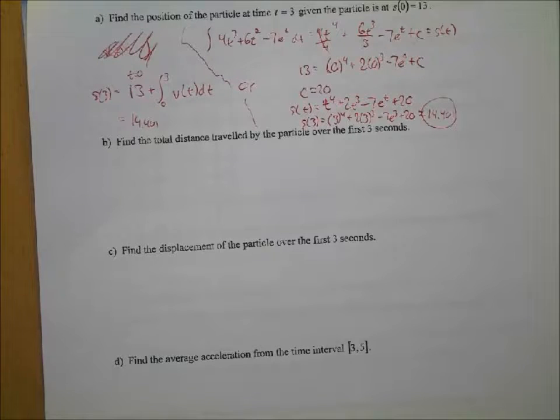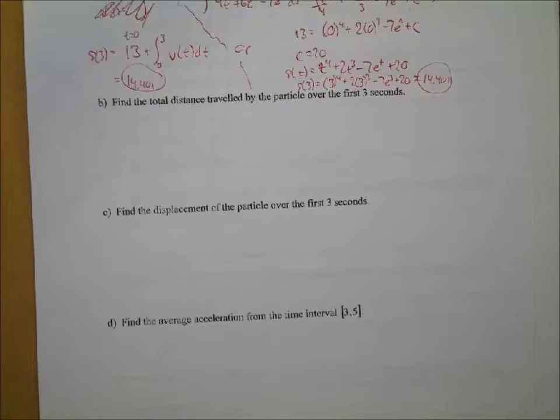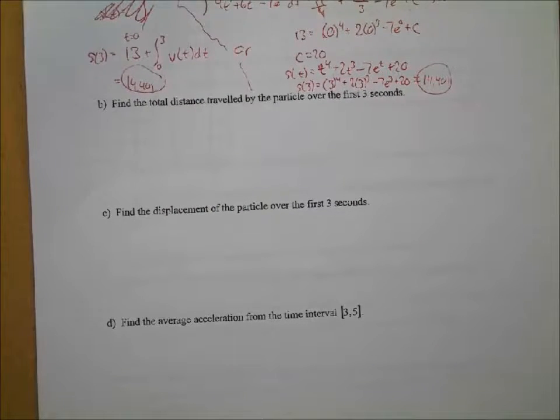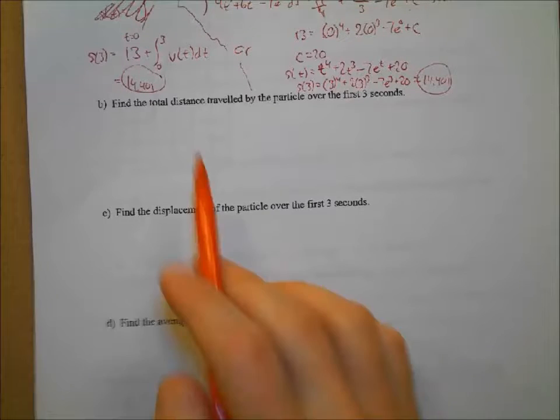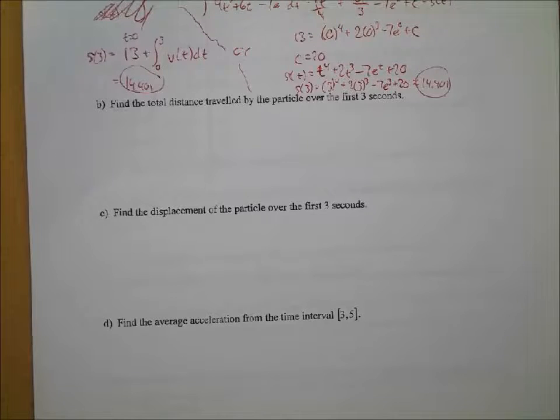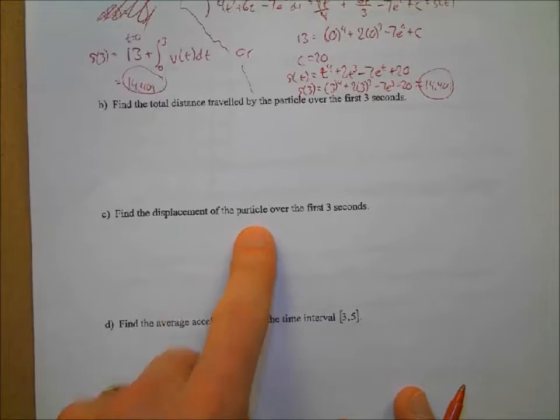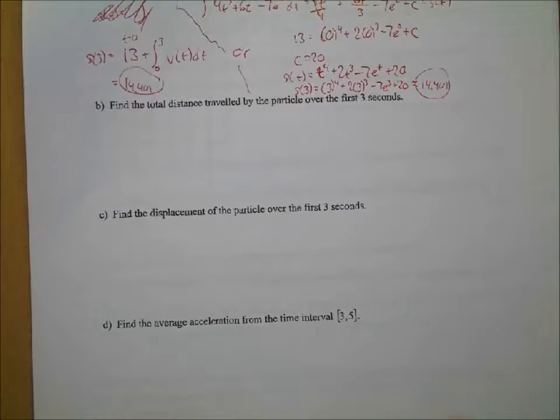Letter B. Find the total distance traveled by the particle over the first 3 seconds. Okay, I don't remember where we talked about this. Kind of scratching my head a little bit, but it's a thing. So total distance traveled is different from net displacement. So let's answer letter C first, and then we'll talk about what the total distance traveled is.